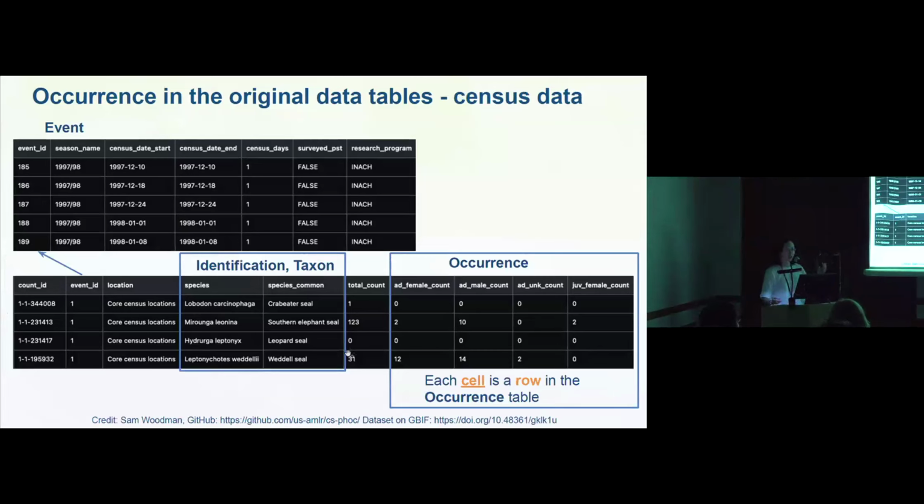Second example here is an annual census dataset, which means this dataset maintained by my data provider will be updated every single year. So the scientists go to some sites in Antarctica in different seasons and conduct some census to count the seals. So these are the species of seals. Again, we see this type of matrix. The count is the recorded count based on the sex and life stage combination. Again, each cell is a row in the occurrence table.